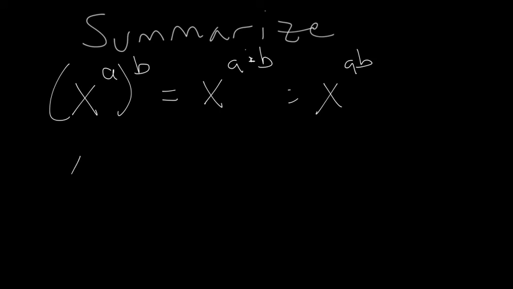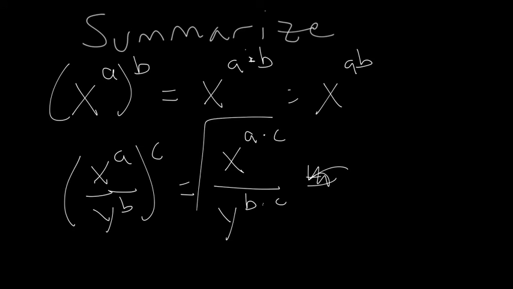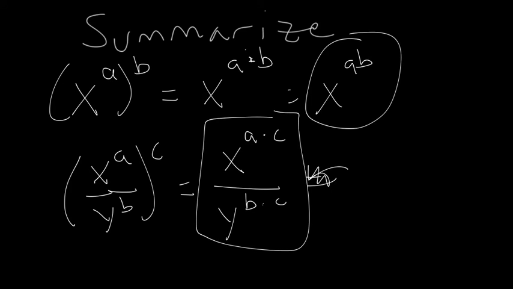All right, now if we had a fraction, we had x to the a over y to the b, raised to the c power. This is going to become x to the a times c over y to the b times c. And that is your final answer on that one.